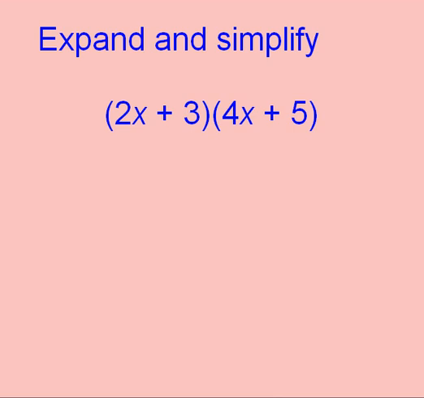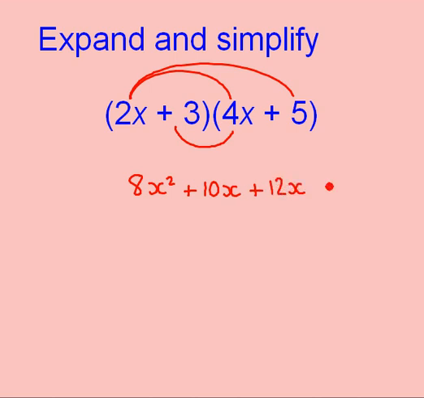So we start with 2x times 4x. 2 times 4 is 8, and x times x is x squared. Then 2x times plus 5, so that's plus 10x. Then plus 3 times 4x, so that's plus 12x. And then plus 3 times plus 5, so that's plus 15. We can simplify. We get 8x squared plus 10x plus 12x is plus 22x plus 15.